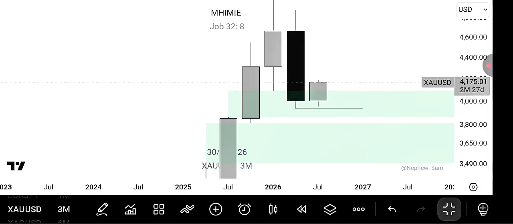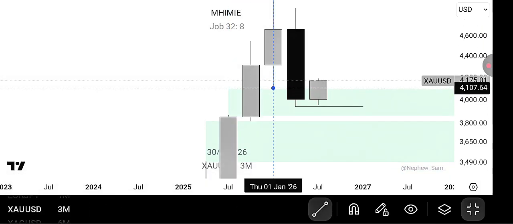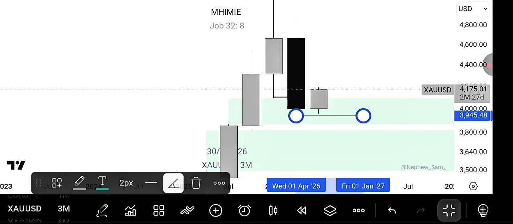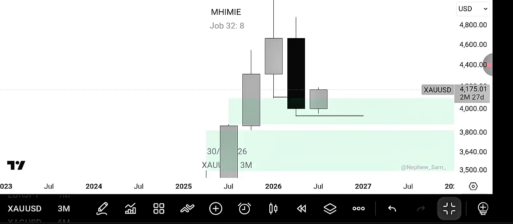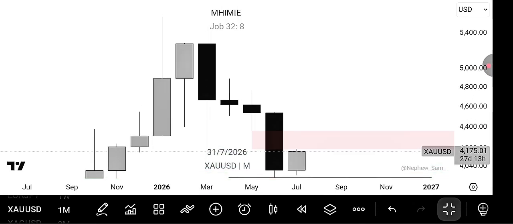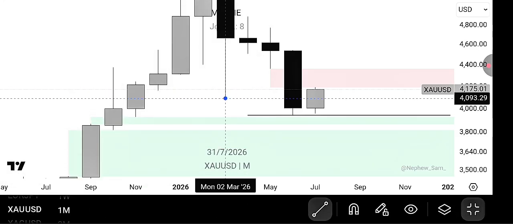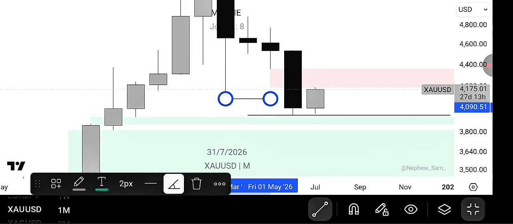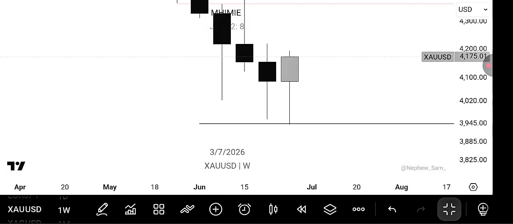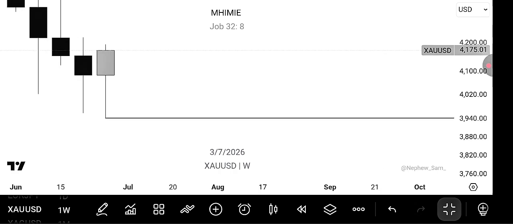So the 3 month time frame gave us a break of structure, not a CISD, but a break of structure. All right, so this is our primary drawn liquidity, of course. So right here on the monthly time frame, all these are inside bars. So this is where the break of structure still happened, right? So down to the weekly time frame. Okay, so meaning the immediate low is our target.